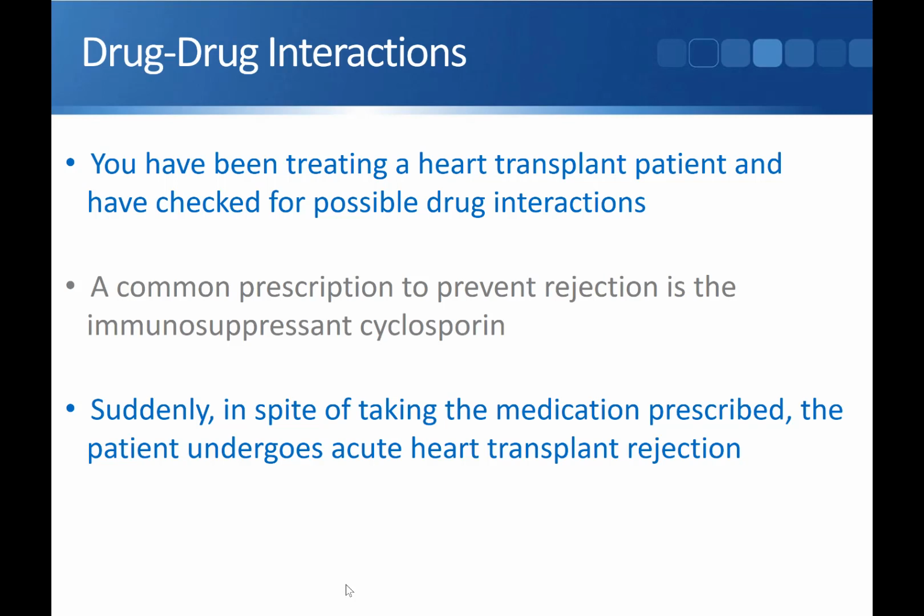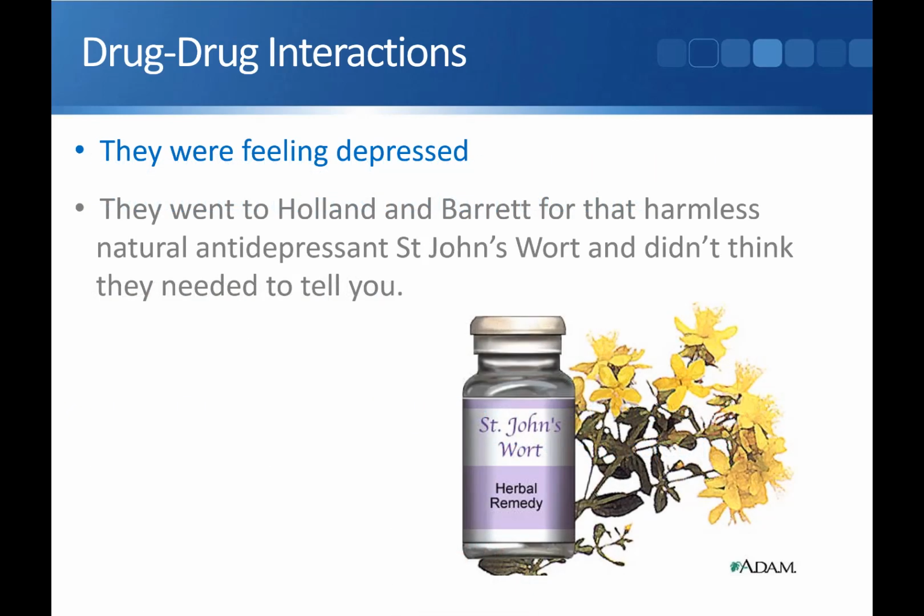rejecting the transplanted organ. Now, if you have a patient who's following all your advice, taking all of this prescribed medication, and they suddenly undergo rejection of the organ that's been transplanted, then you need to be able to work out why. And I believe this has happened before. So let's say this patient who has taken all the medication as prescribed, but they were also feeling a bit low. They went to Holland and Barrett and they decided to take some St. John's wort because they've used it for years as a really effective pick-me-up.